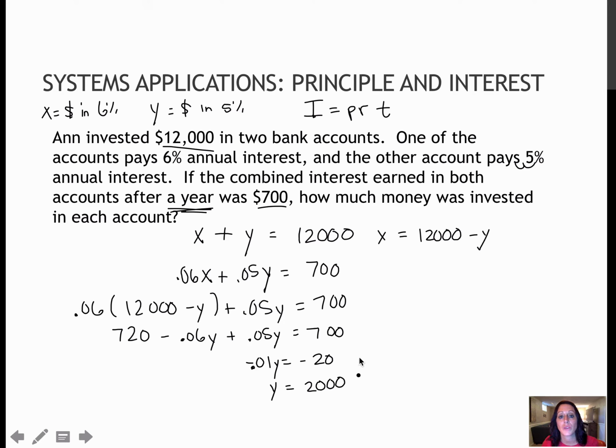To find the value for X, choose either equation. This is the easier one because there are no decimals involved. So I would say X plus 2,000 equals 12,000. And then of course that means X equals 10,000. So I would write my sentence that said I would invest $10,000 in the 6% account and $2,000 in the 5% account to earn $700 after 1 year.